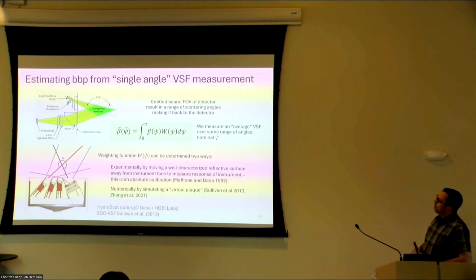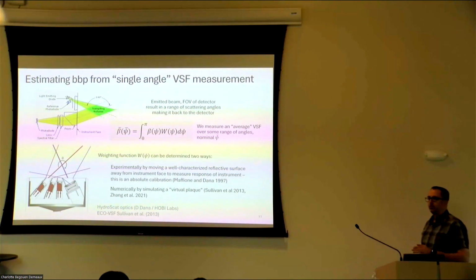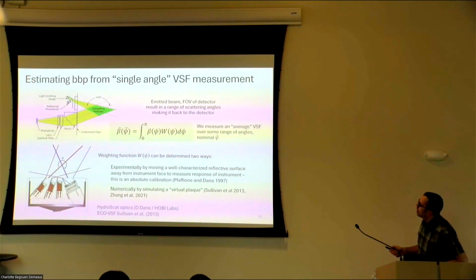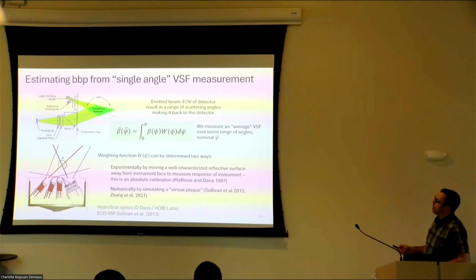So, like I said, with these sensors where you've got the wider field of view, wider beams, there's a consequence to that. And that's that rather than measuring beta at a single angle, you're measuring beta across a range of angles, right? So if you've got light coming into your sample volume, even if it's pretty widely spread here, this is a cartoon of a HydroScat, you're going to get light into your detector from a wide range of scattering angles.